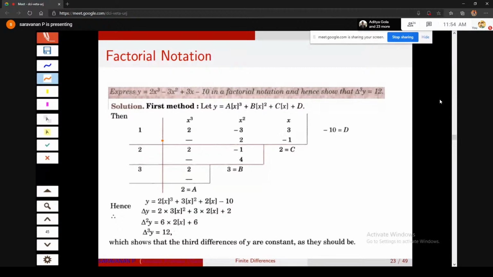So let us look at the method. First write the coefficients, leave the constant term. Then write the first value, always leave blank.